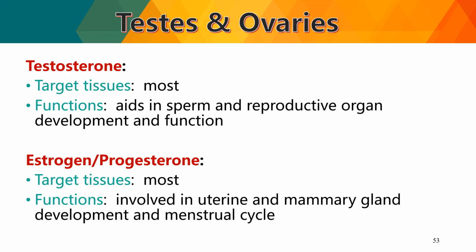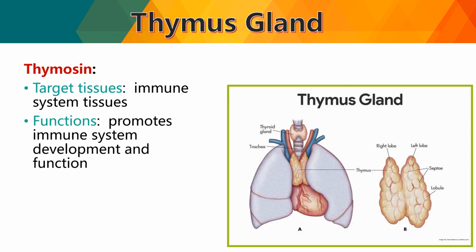For the testes and the ovaries, so for males, you have your testosterone. Target more likely is most of the tissues in your body, and it aids in sperm and reproductive organ development and function. And then you have the estrogen and progesterone for females. So most tissues are targeted and they are involved in the uterine and mammary gland development and menstrual cycle.